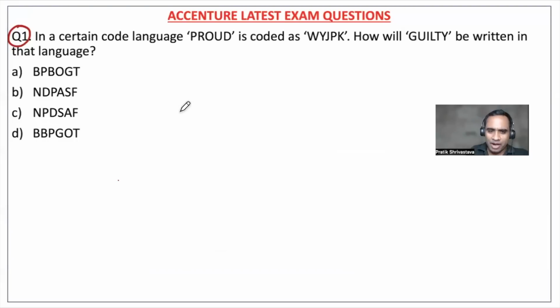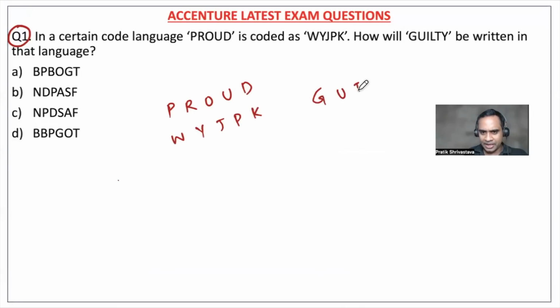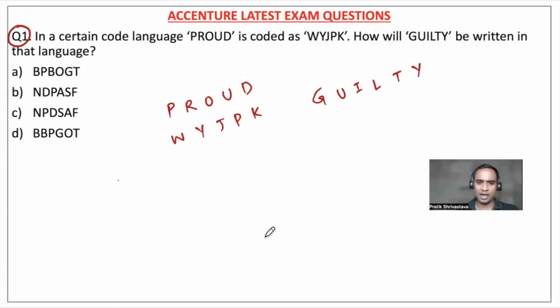Question number 1. In a certain code language, proud is coded as WYJPK. Then guilty is coded as what in that language?